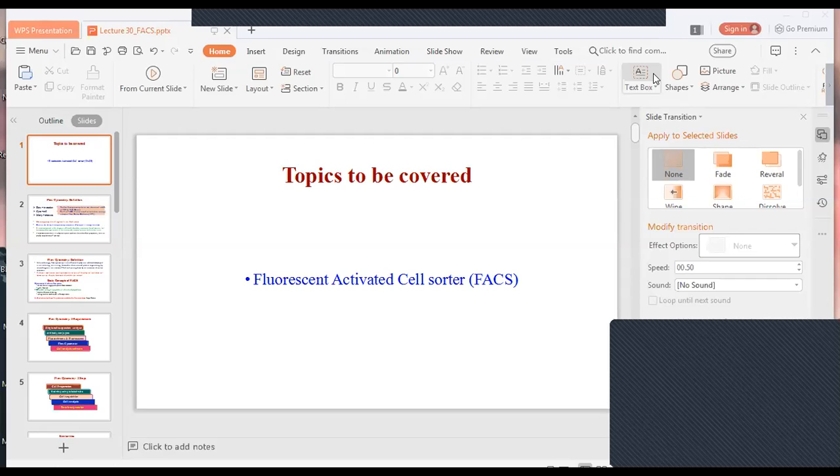mostly for cell sorting, means from the mixture of the cells you can identify and also sort a particular type of cells, and also you can enumerate, means the percentage of cells that particular cell is present in the mixture. You can get the idea of that.